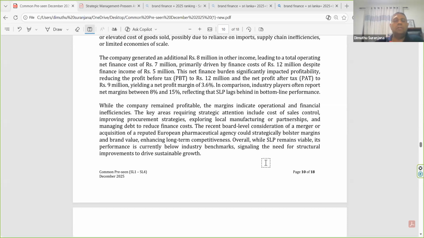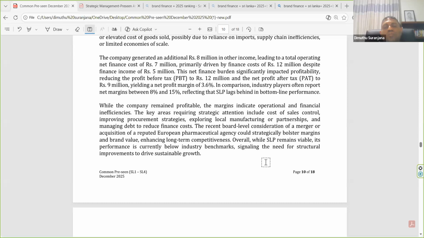The company generated an additional 8 million in other income, leading to a total operating profit, net finance cost of 7 million, primarily driven by finance cost of 12 million, offset by finance income of 5 million. So that indicates that their gearing is high, at a higher risk level. This net finance burden significantly impacted profitability, reducing the profit before tax to 12 million and the net profit after tax to 9 million, yielding a net profit margin of 3.6%, not a higher level.